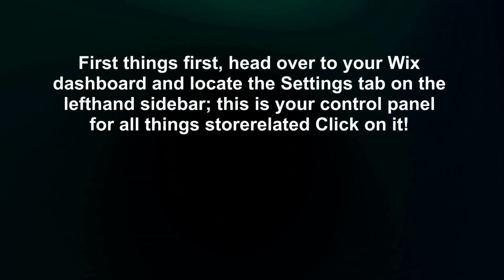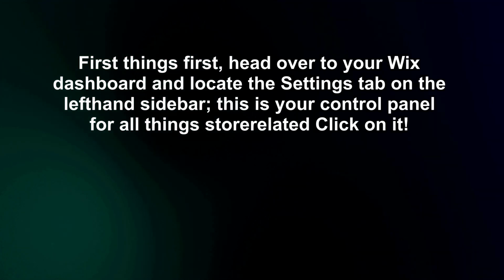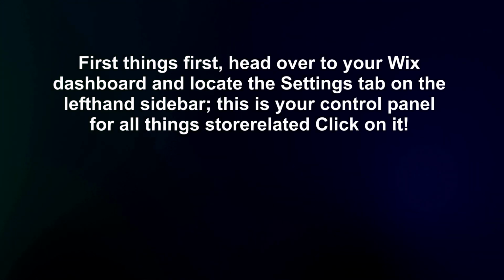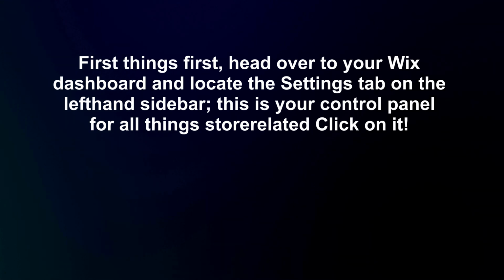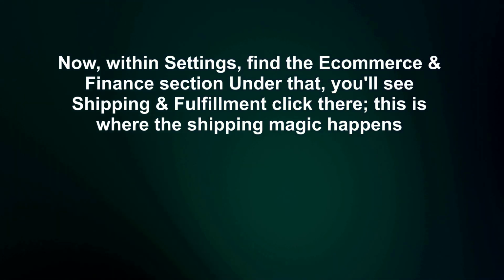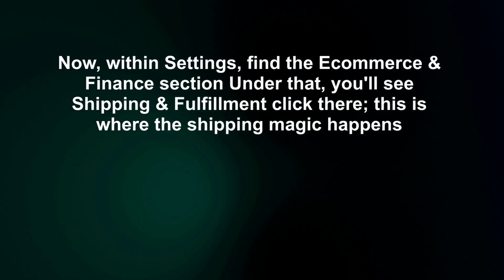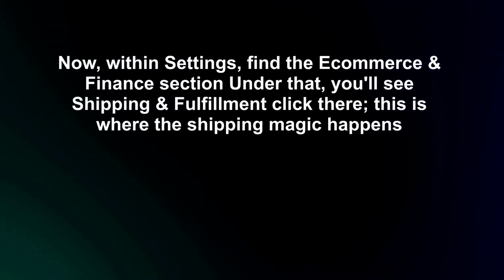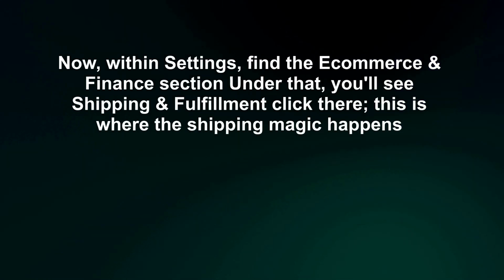First things first, head over to your Wix dashboard and locate the Settings tab on the left-hand sidebar. This is your control panel for all things store-related. Click on it. Now, within Settings, find the E-commerce and Finance section. Under that, you'll see Shipping and Fulfillment. Click there. This is where the shipping magic happens.